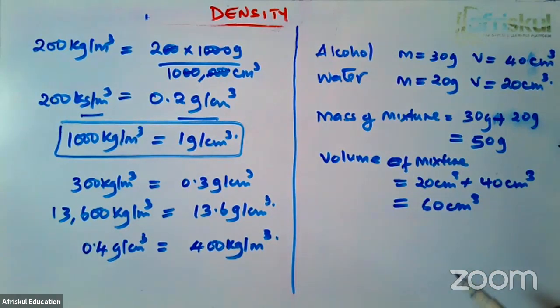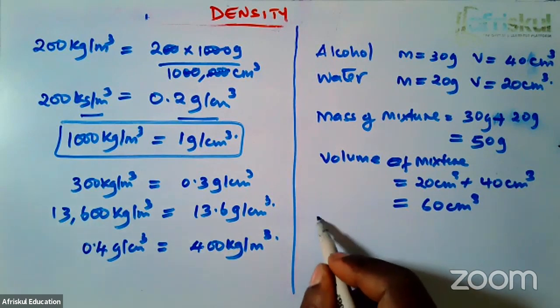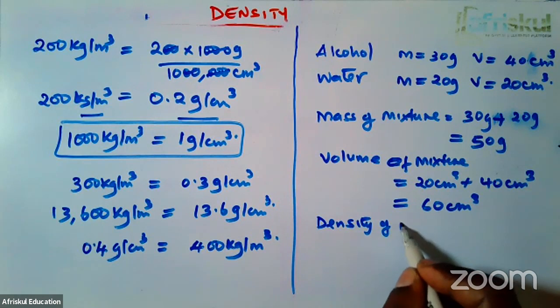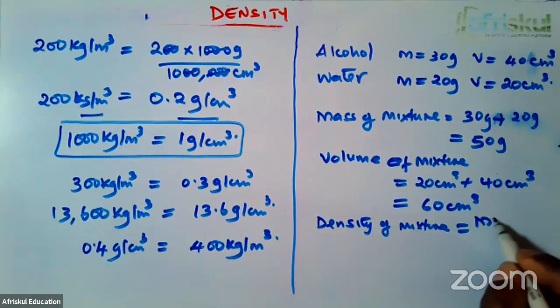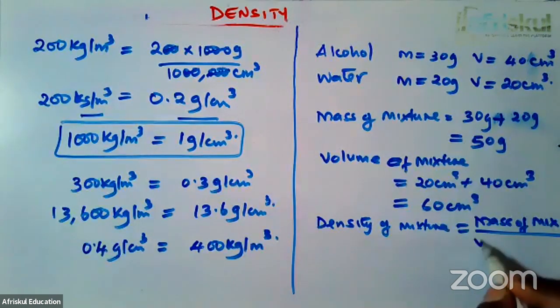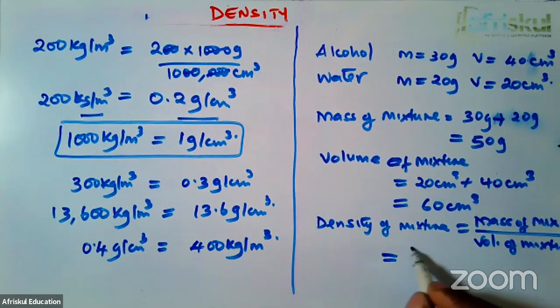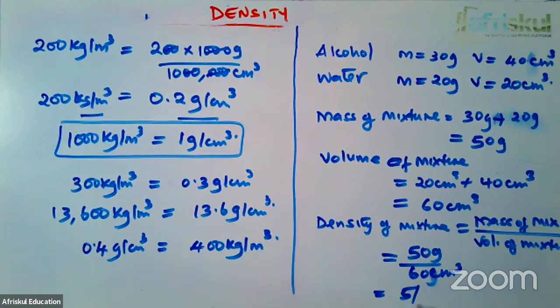So how do you find the density of the mixture? The density of the mixture is the mass of the mixture divided by the volume of the mixture. So you divide the mass of the mixture, which is 50 grams, by the volume of the mixture, which is 60 cubic centimeters. Sorry, making that silly mistake. Of course, you can simplify as 5/6 grams per cubic centimeter, or if you want, you can express it as a decimal, 0 point something grams per cubic centimeter. So that is how you are able to handle the density of a mixture.